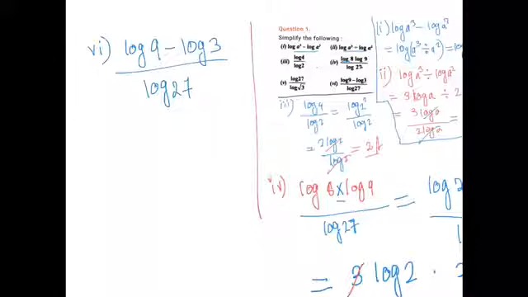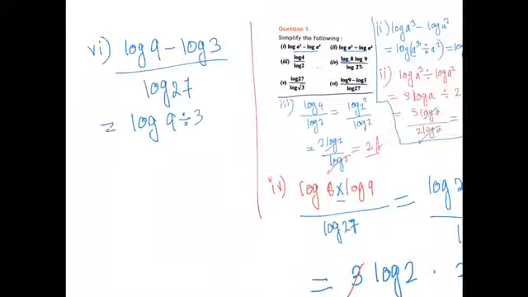Okay. So what's the first thing that we can do? See, there is a subtraction in log, so I can now combine it. I can write log 9 divided by 3. If there is a subtraction, we can make it division. If there is an addition, we will make it multiplication.